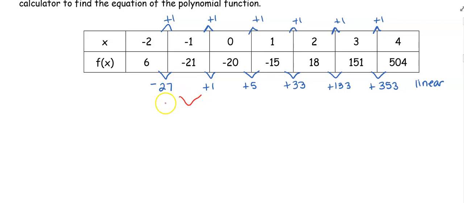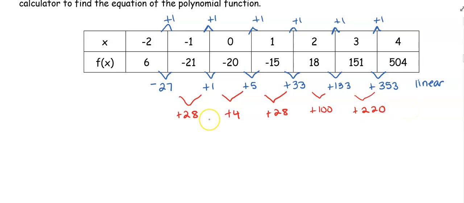Negative 27 to a positive 1, we are adding 28. 1 to 5, I'm adding 4. 5 to 33, I'm adding 28. 33 to 133, I'm adding 100. 133 to 353, I'm adding 220.